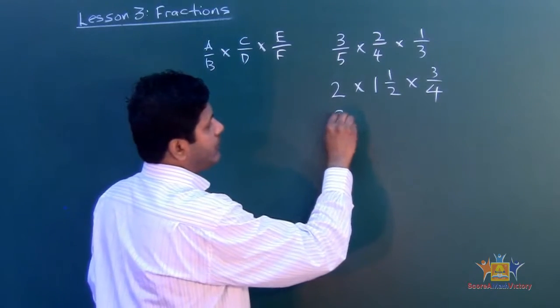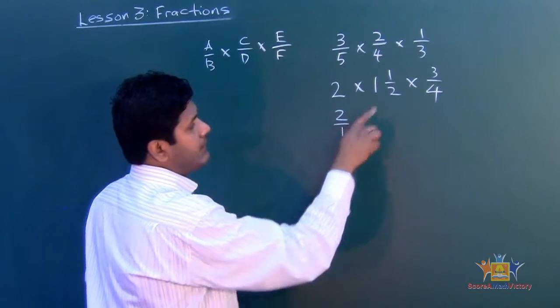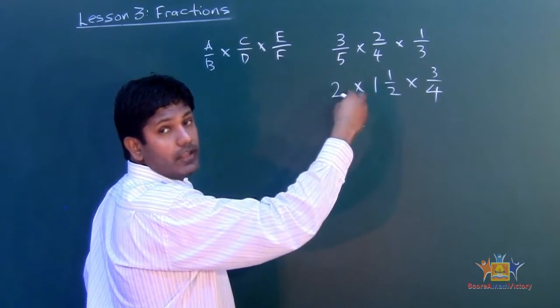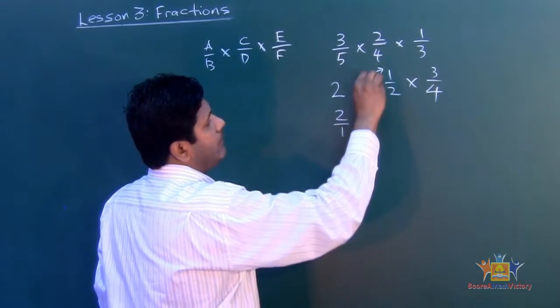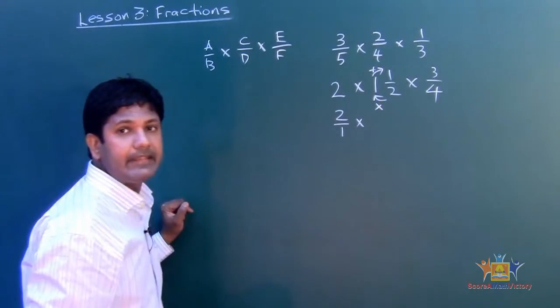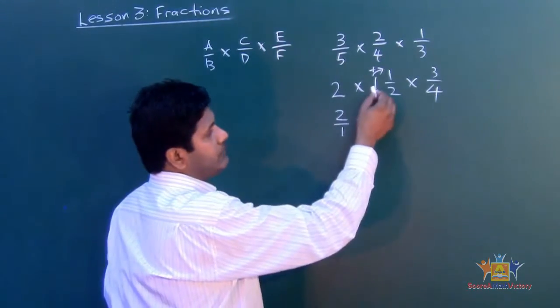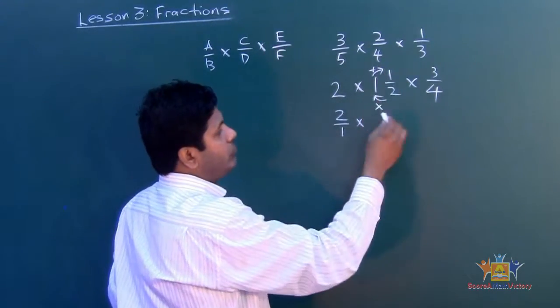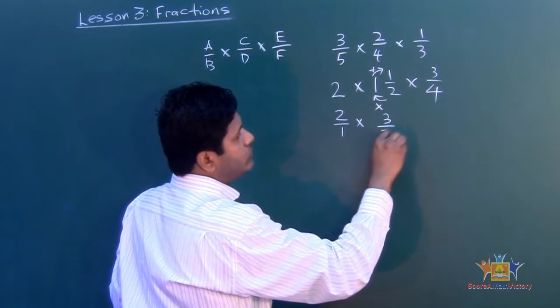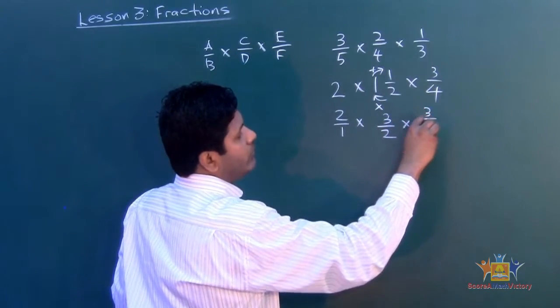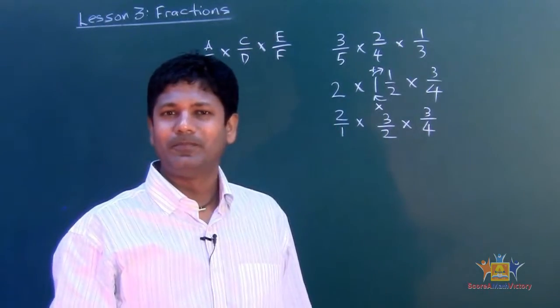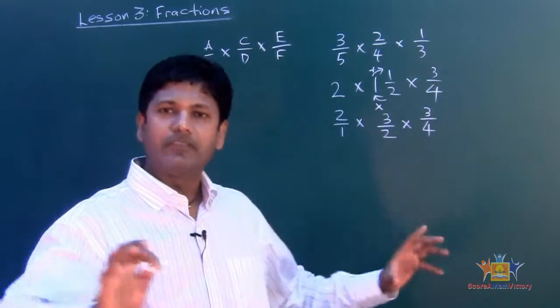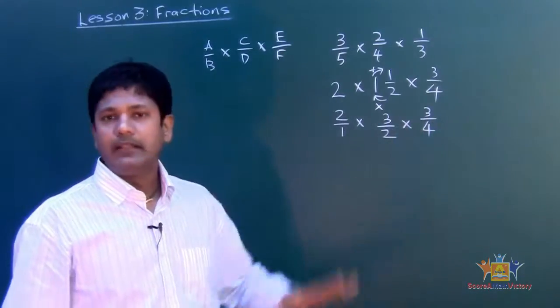So I put it down: 2 over 1 times, this one is a mixed number, so we convert that into an improper fraction. We use the semi-rotation method. Multiply the first part of it, then add the second part of it. So 2 times 1 is 2, plus 1 is 3. So that makes it 3 over 2 times 3 over 4. See that? Now you've got fraction, fraction, fraction. That's it.